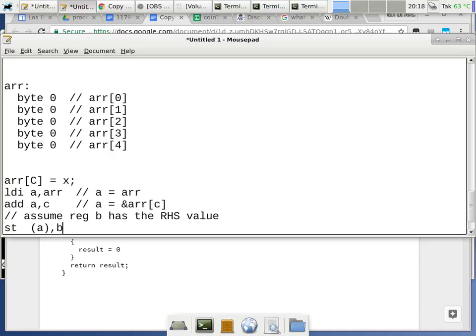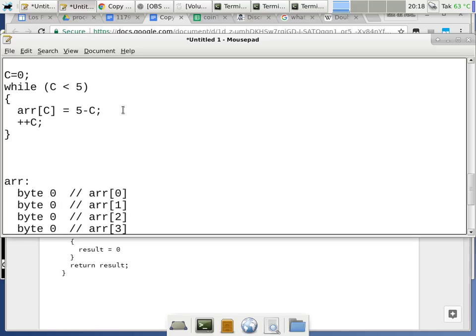Is that okay? But hold on a second here. The original code is a little bit more complicated than this because we have to compute 5 minus C. How do we get B to become 5 minus C?